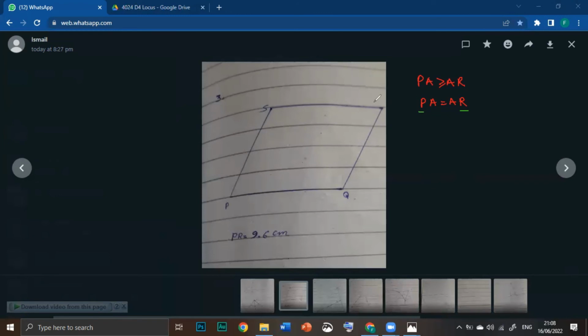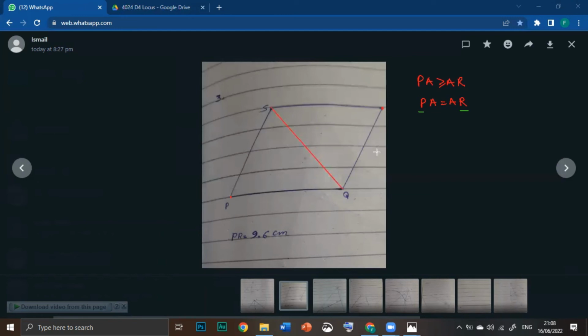Sir, it will be a perpendicular bisector. Of? Sir, points P and R. Yes, it is the perpendicular bisector of P and R. Now we will draw the perpendicular bisector of these 2 points, this point and this point. The perpendicular bisector is this. This one is the perpendicular bisector.